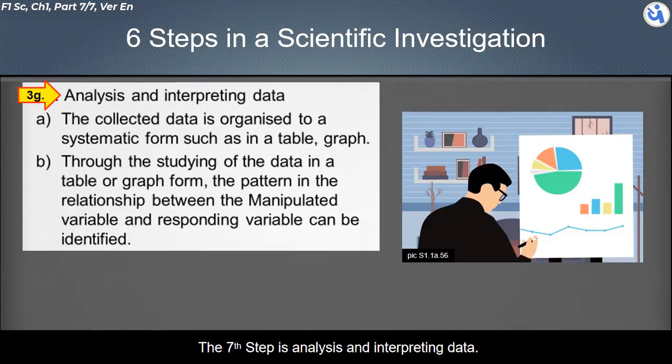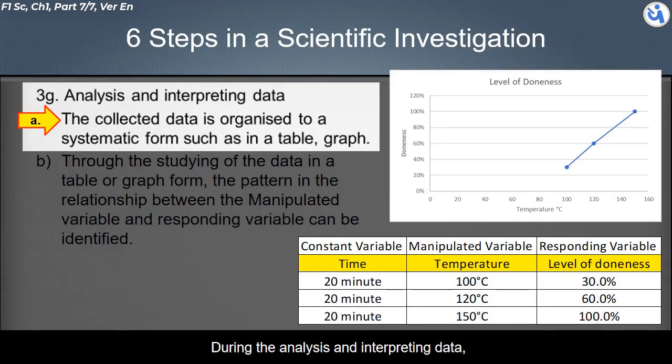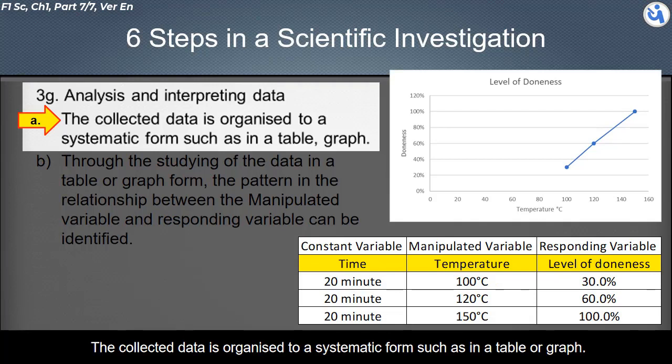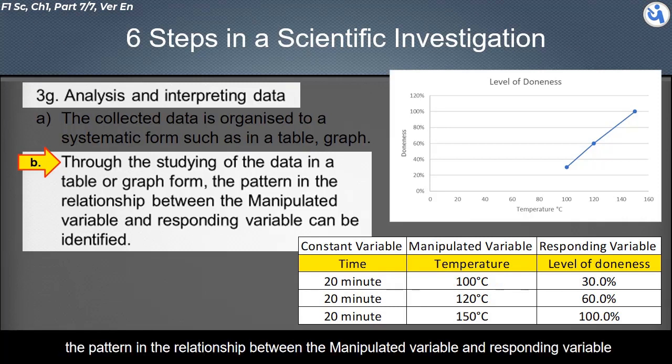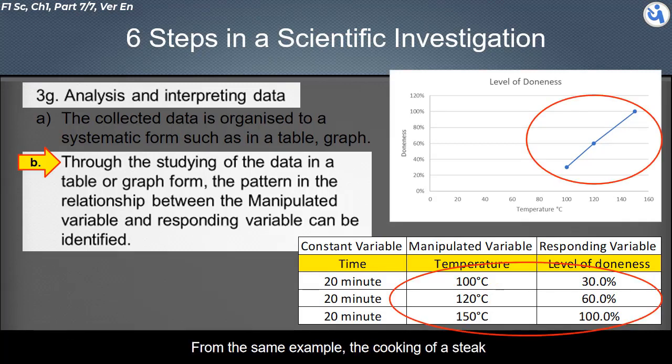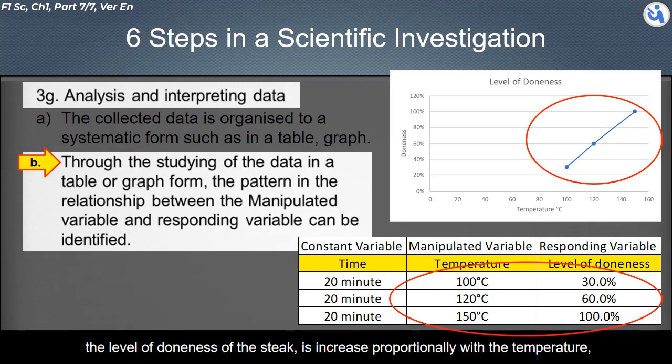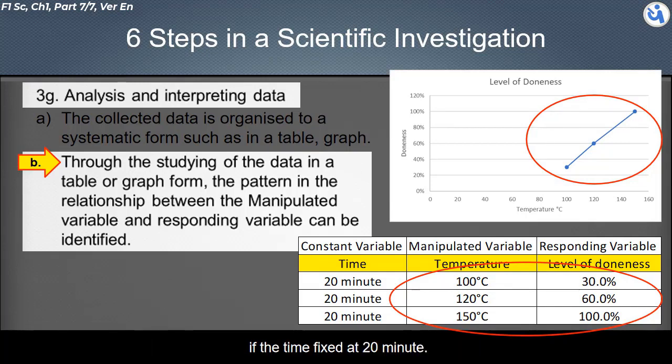The seventh step is analysis and interpreting data. During the analysis and interpreting of data, the collected data is organized into a systematic form, such as a table or graph. By studying the data in a table or graph, the pattern in the relationship between the manipulated variable and responding variable can be identified. From the same example, the cooking of a steak, the level of doneness of the steak increases proportionally with the temperature, if the time is fixed at 20 minutes.